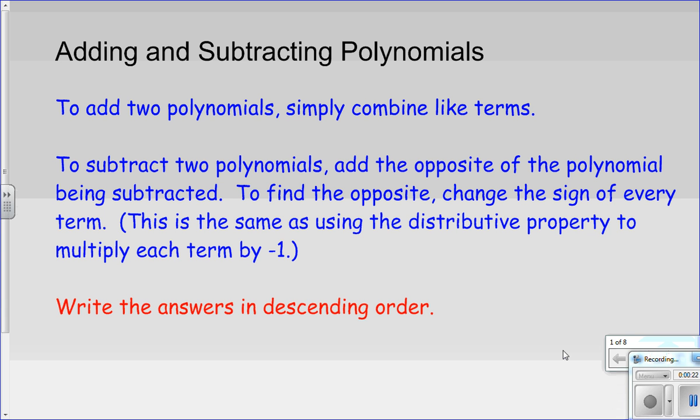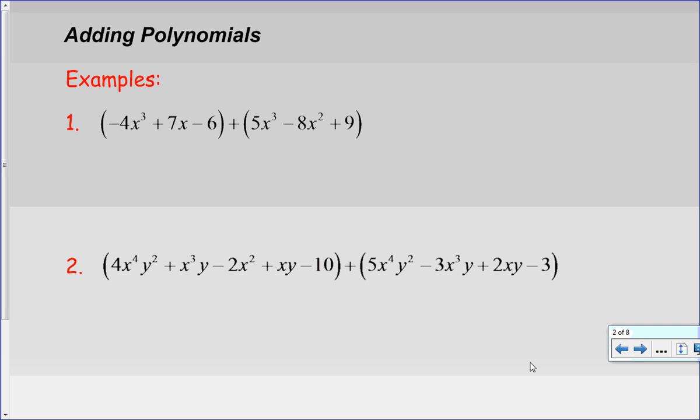When adding or subtracting, make sure to always write your answers in descending order. Let's do a few examples of adding first and then subtracting. To add, in example 1, we're adding two trinomials together. We begin by looking for like terms and then combining them.